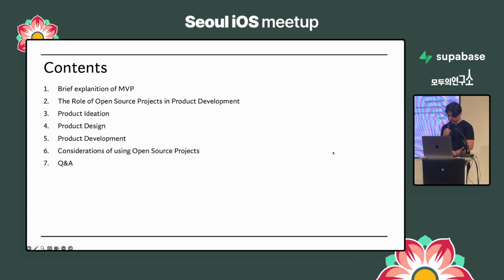Great. So here's the content: a brief explanation of MVP in terms of product development and the role of open source projects in product development. And we will go through each process: product ideation, product design, product development, and considerations of using open source projects. And there will be a Q&A at the end.